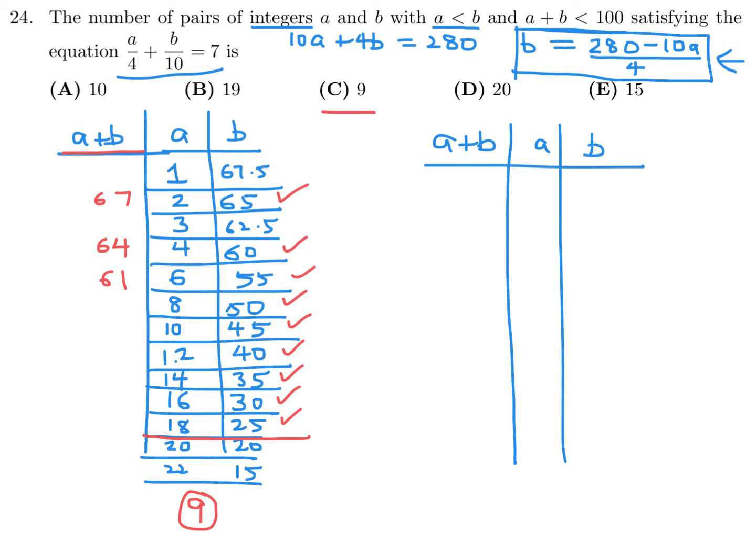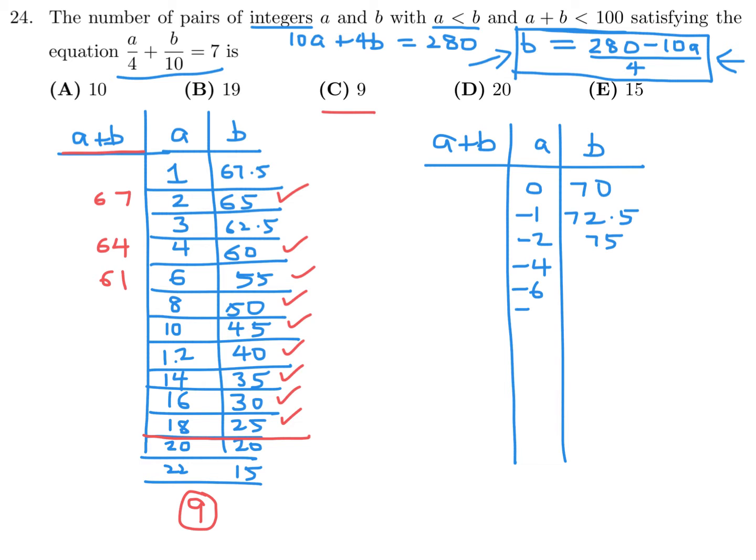Interestingly, 9 is one of the answers, but wait, we don't circle that yet. We've got to go through this whole thing again, but now going 0 and below. So let's start off with 0, and we get 70. Remember, I'm using this formula, in case you forgot. Negative 1, we're going to get 72.5. Negative 2, you get 75. It's the same kind of story where you're only going to get integer values for B when A is even. So let's just stick to the evens.